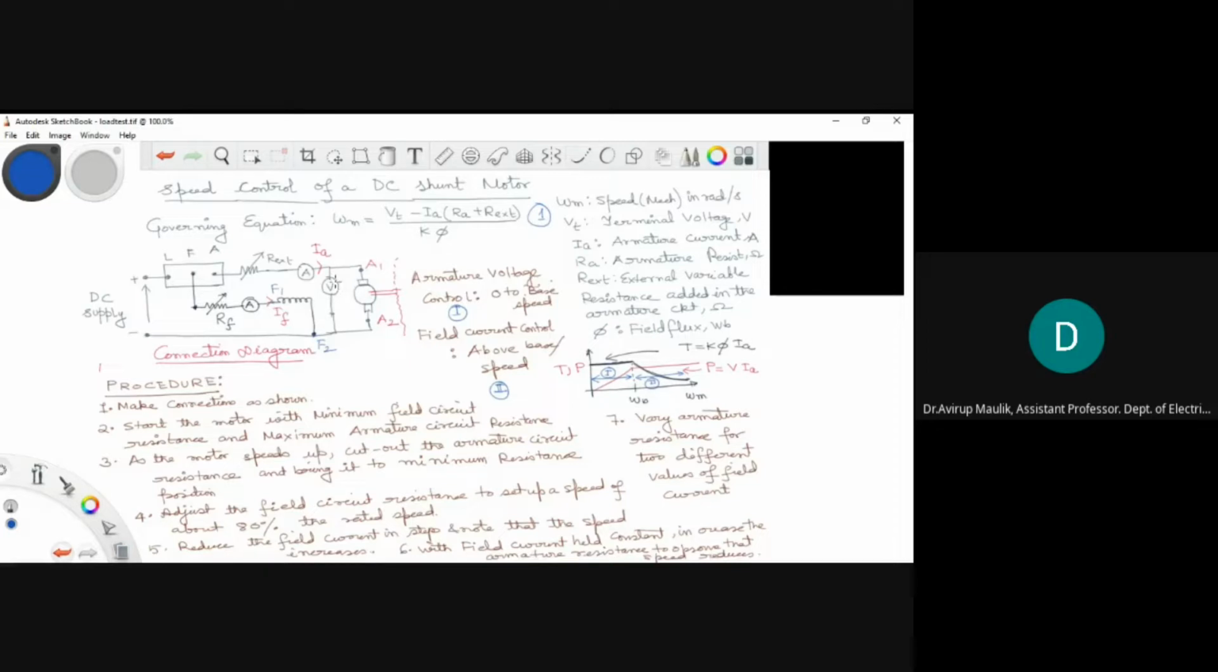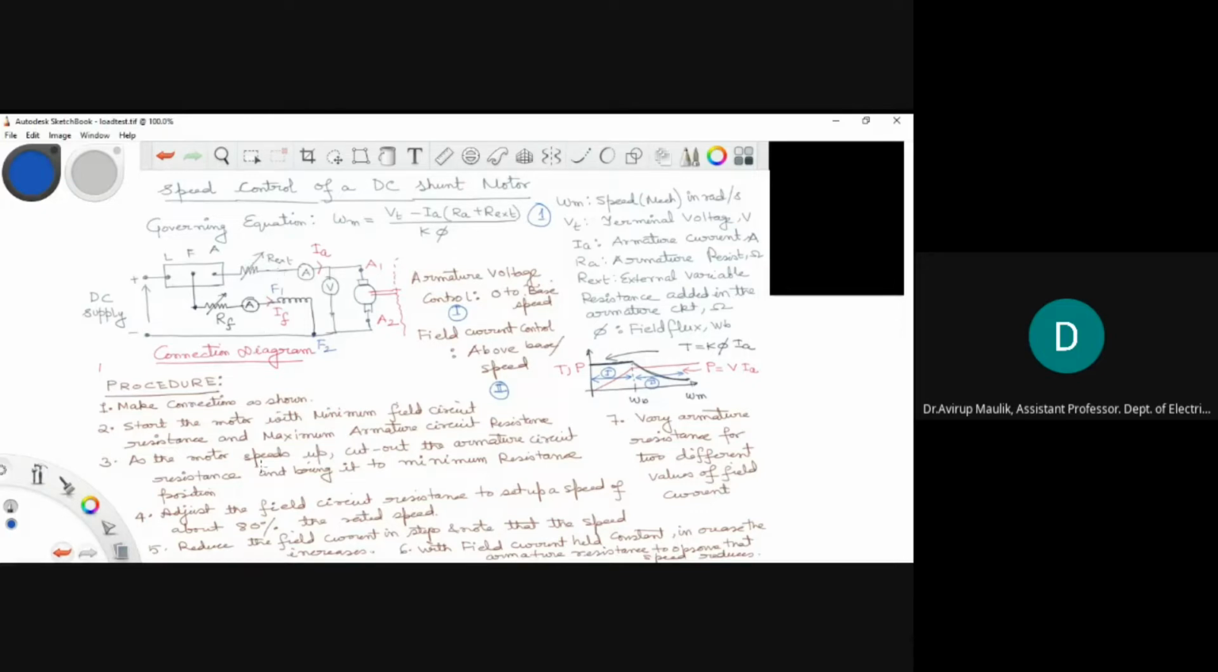Now for the procedure, you will make the connection as shown in the figure. Then while starting the motor, you will keep the field circuit resistance at minimum position, and you will keep the maximum armature resistance in this external resistor. This is to ensure that the starting current is limited. Then, as the motor gradually speeds up, you will cut out this external resistance in the armature circuit and you will apply the rated voltage.